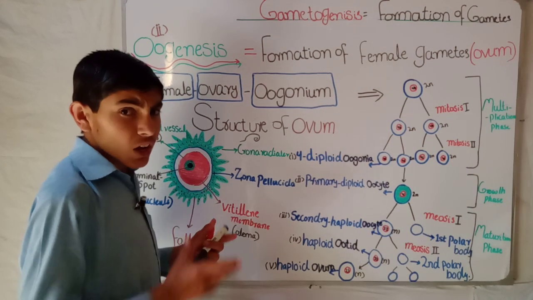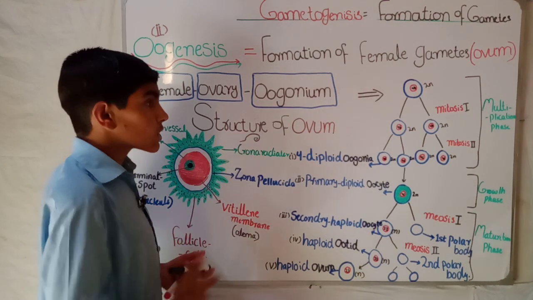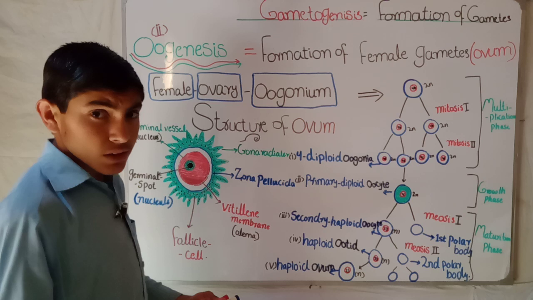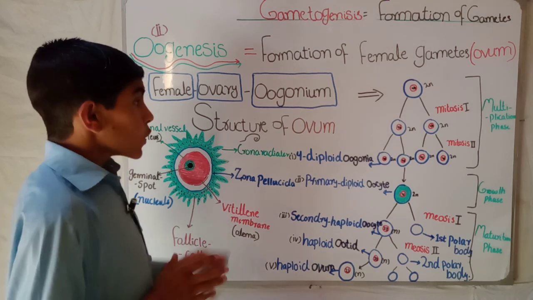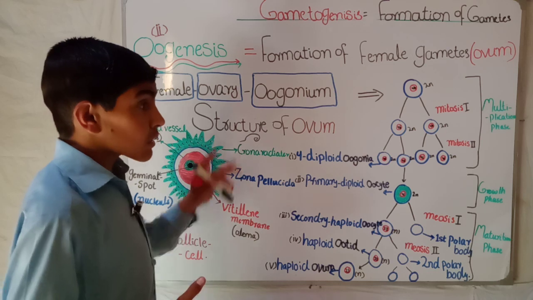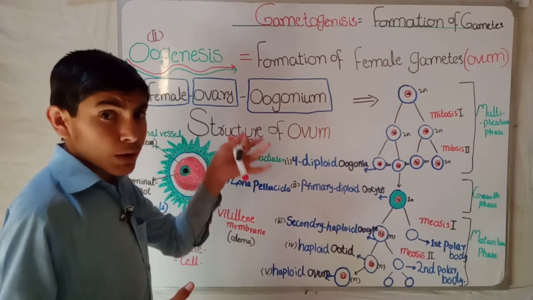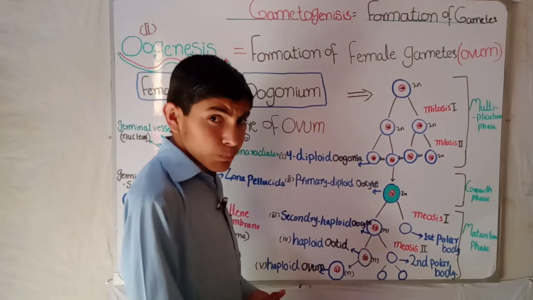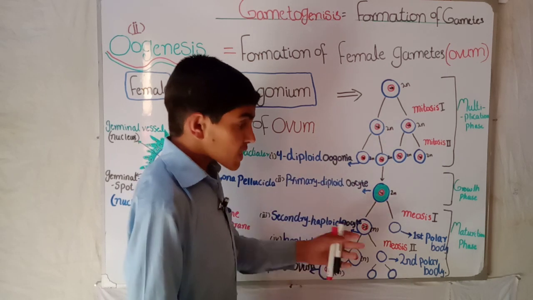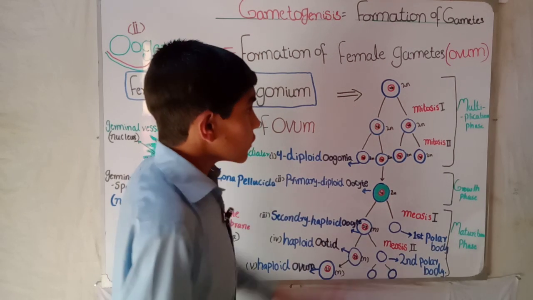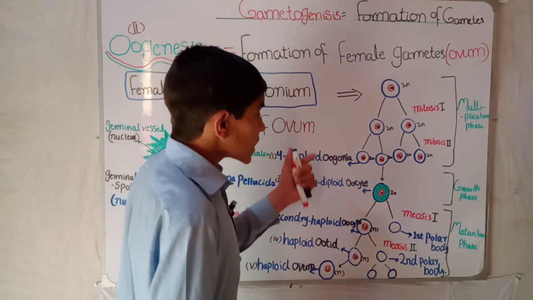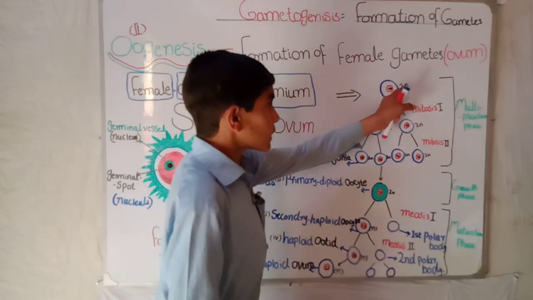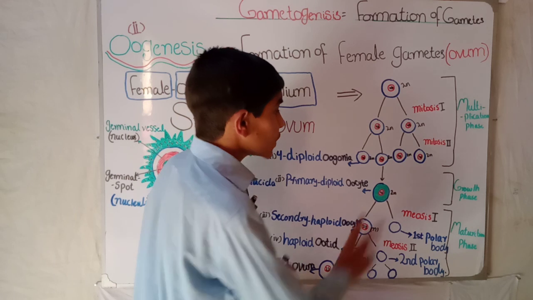oogonium cells present, which are diploid cells formed by the process of mitosis like other somatic body cells. The oogonium then undergoes a process like the male gamete formation. It also consists of three phases: the multiplication phase like the male, the growth phase, and the maturation phase. In the multiplication phase, just like male gamete formation, the one diploid cell undergoes mitosis.